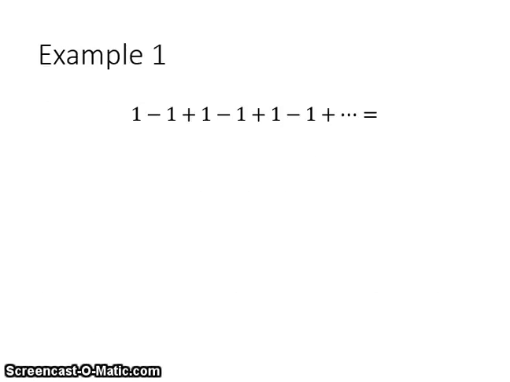Okay, here's the first example. What I'd like you to do is pause the video and take a look at that sequence of partial sums and see if you can tell whether this series converges to a single number or whether it diverges.